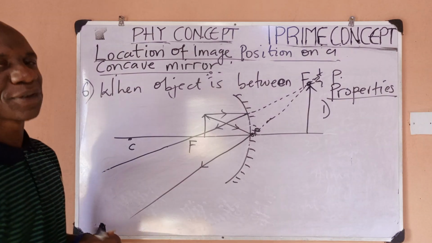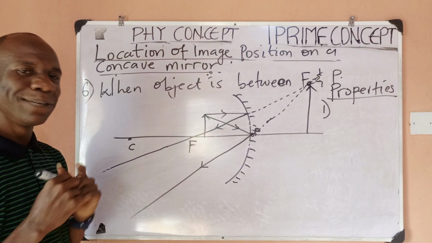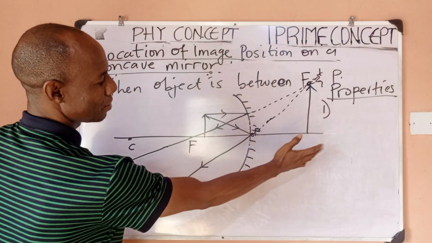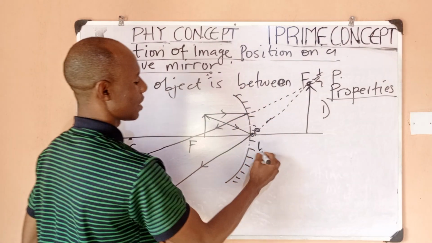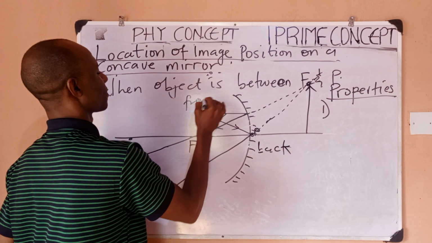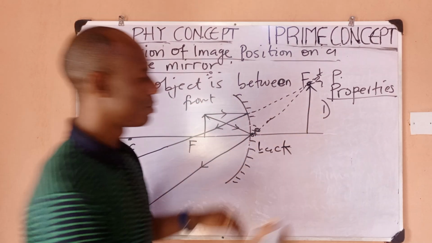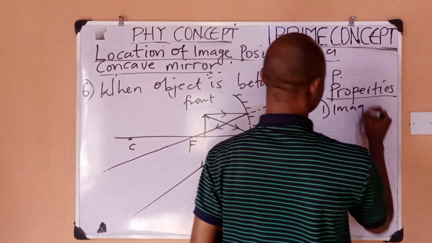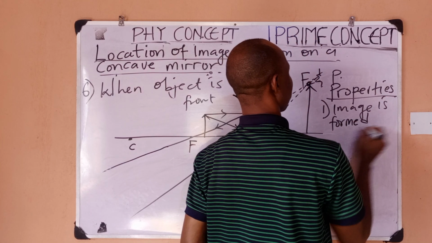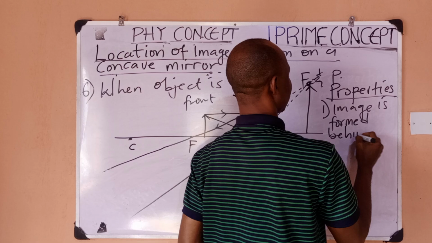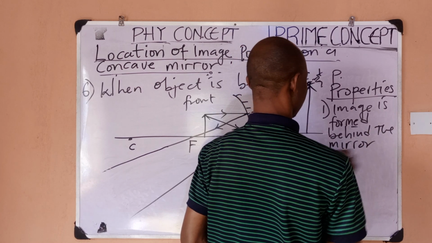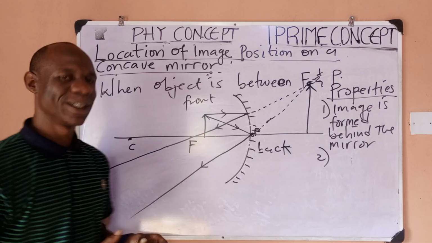Now, number one property is that the image is formed behind the mirror. I hope you know this is the back of our mirror. This part is the front of our mirror. And the image is there. So it means that the image is formed behind the mirror. So that is one property, too important for us to know.